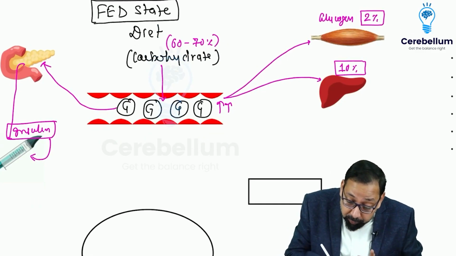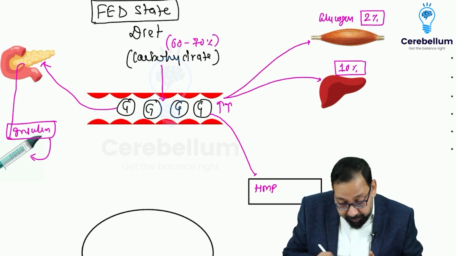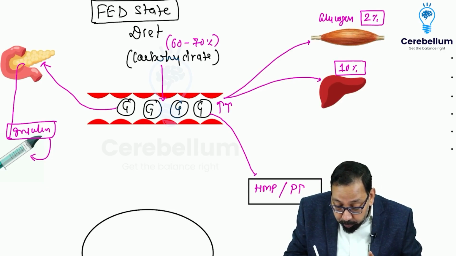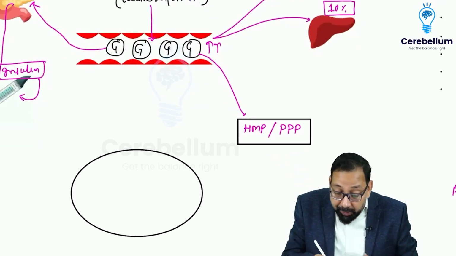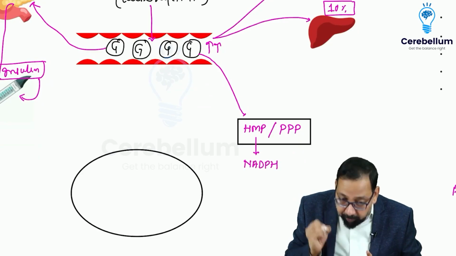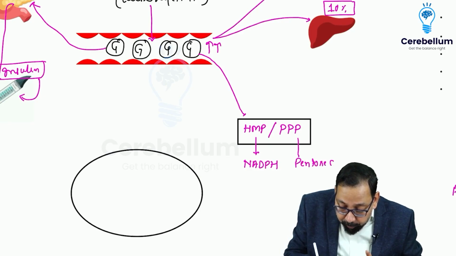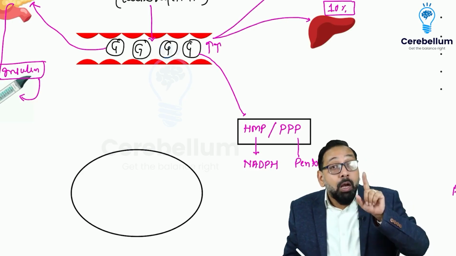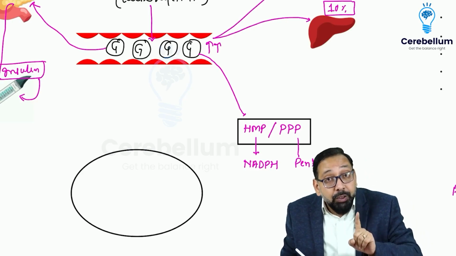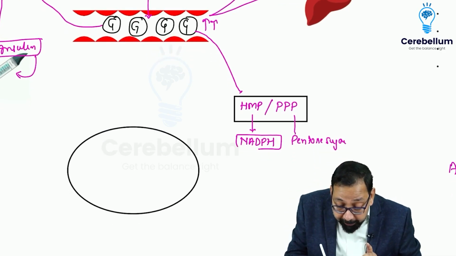Another function of this glucose is the HMP shunt. Another name is the pentose phosphate pathway. In the HMP shunt we produce NADPH and pentose sugar. So glucose, one function is storage, and the second function is production of NADPH.